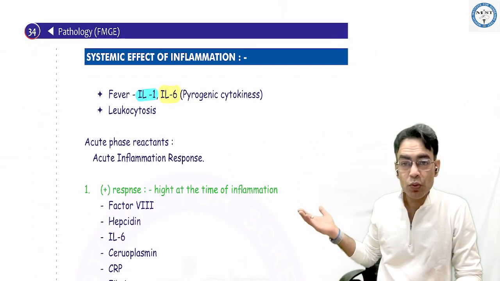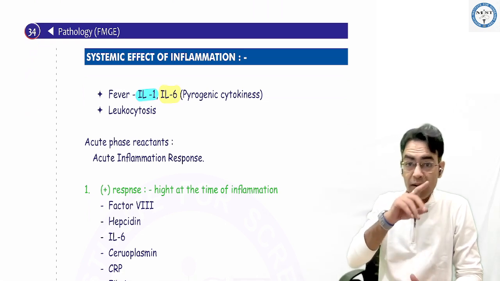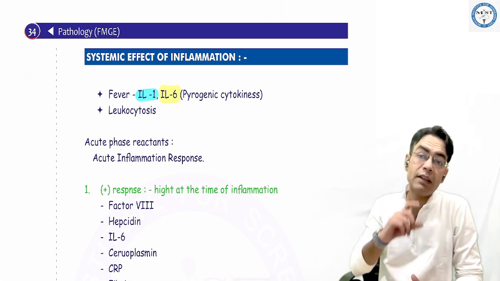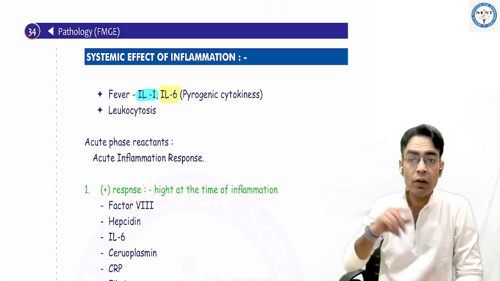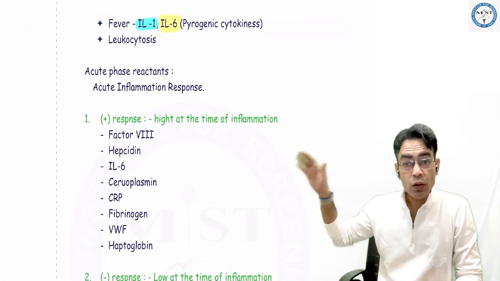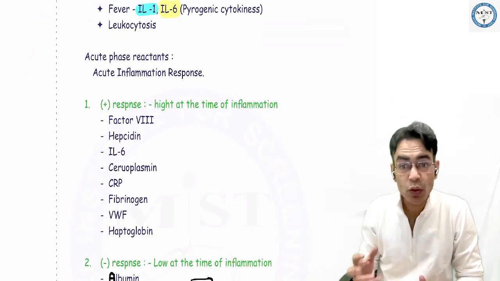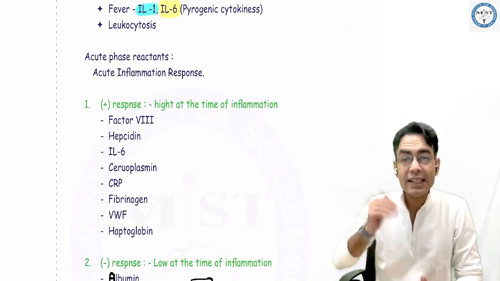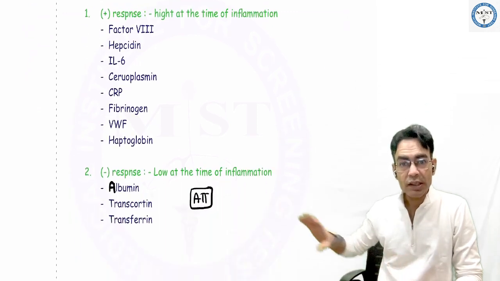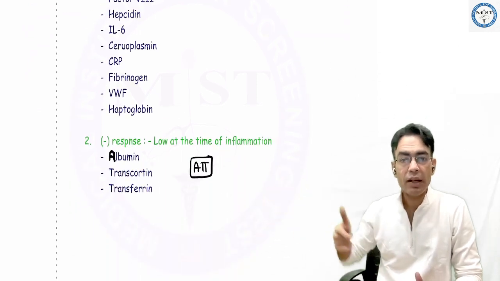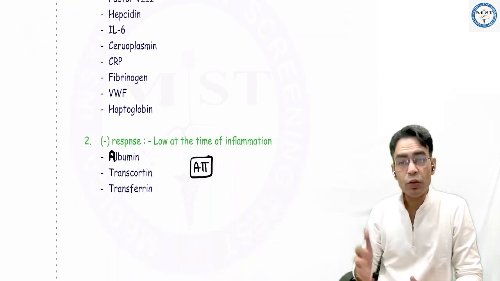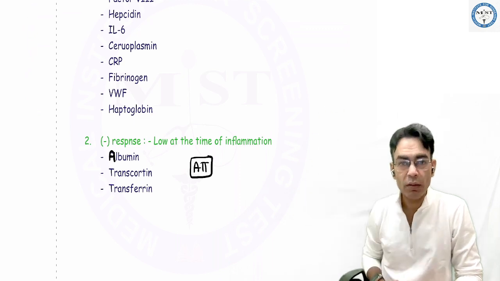Then we come on to, I told you, son, that any inflammatory process that has increased interleukin 1 leads to fever, and interleukin 6 can also be seen there. Acute phase reactants will be seen in acute processes. Some will increase, some will decrease. You just learn the decrease ones: ATT, albumin, transferrin, transcortin. Whatever else they ask, it will all increase in acute inflammation.